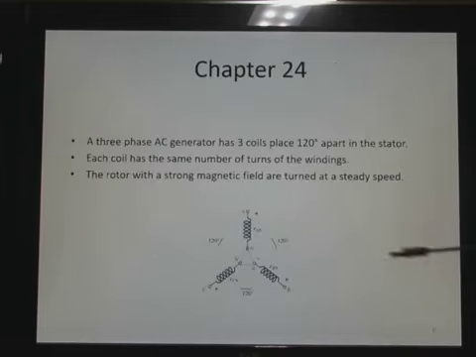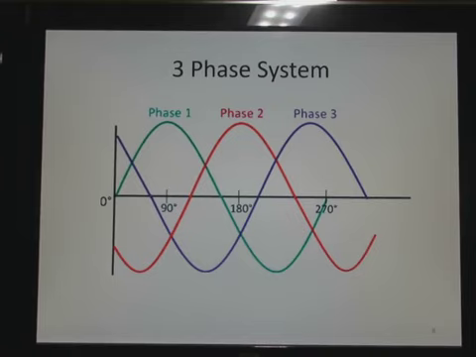The rotor, which isn't shown here, would go by the stator coils, each coil, and induce a voltage and develop a sinusoidal voltage. Each coil here is identical, and they're 120 degrees apart. For a 60 hertz system that's used in the US, the rotor in a 60 hertz generator will cover the full 360 degree rotation in 16.67 milliseconds, and that's 1 over 60.